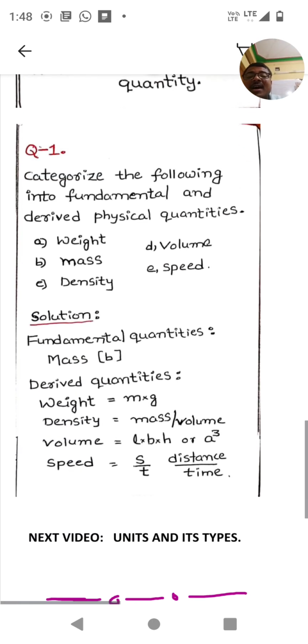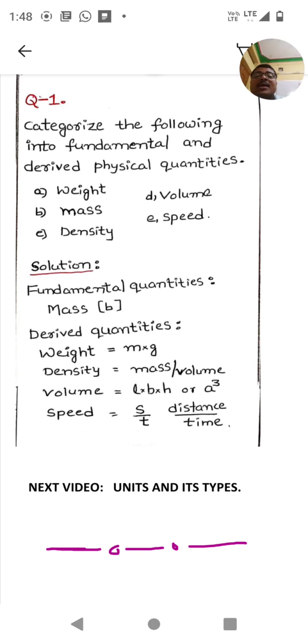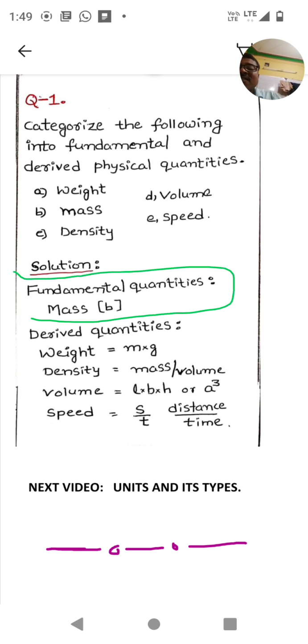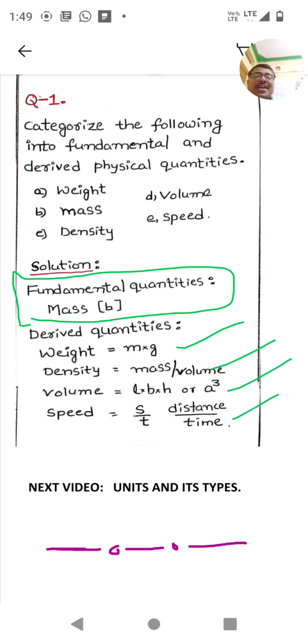Next, one question is there, observe here. Categorize the following into fundamental and derived physical quantities. They gave 5 quantities in total. Among these 5, which belong to fundamental quantities and which belong to derived quantities? In the solution, only mass belongs to fundamental physical quantities. The remaining 4, weight, density, volume, speed, belong to derived physical quantities.